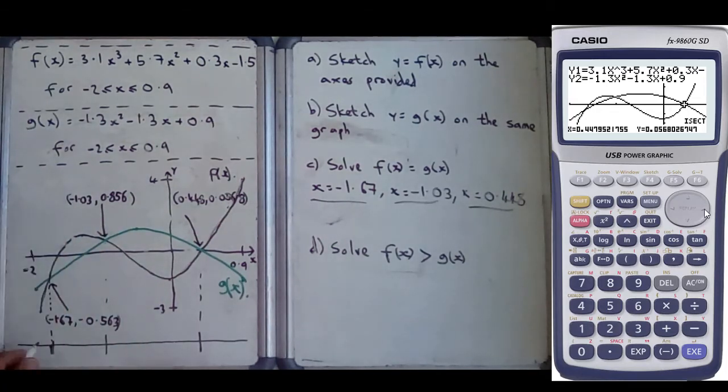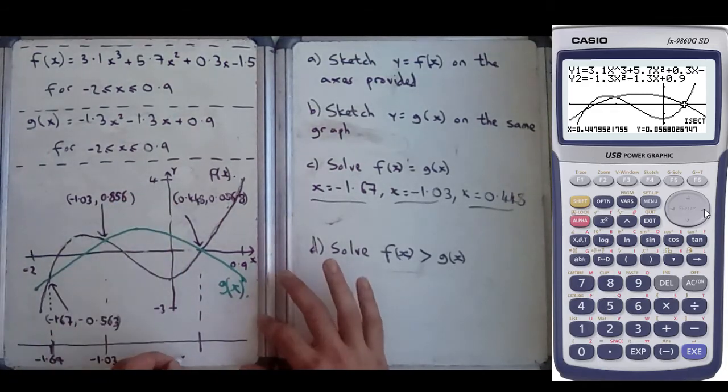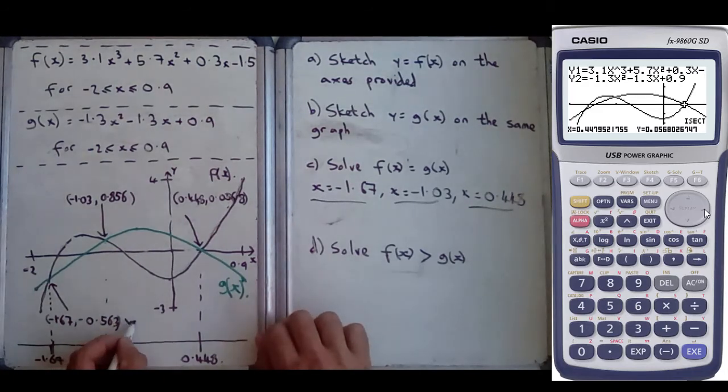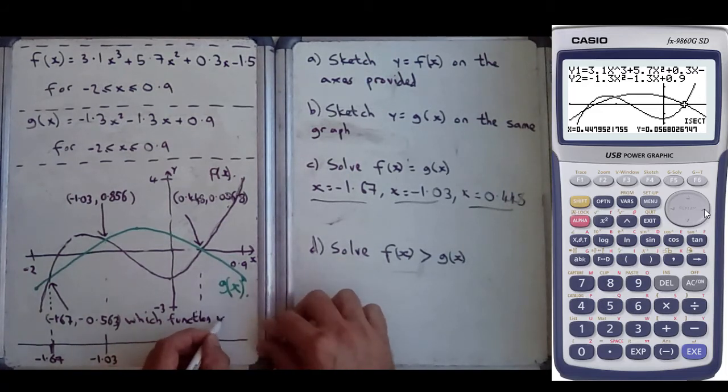So I'm going to just bring these numbers down. Minus 1.67 was where they're equal. Minus 1.03 is another place where they're equal, and the final place is 0.448. And then in between, I've got these 4 regions here, and we're just going to answer the question of which function, f of x or g of x, is on top.